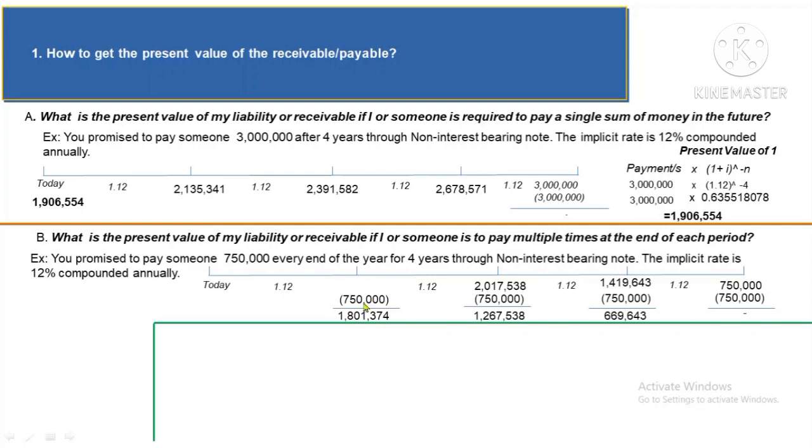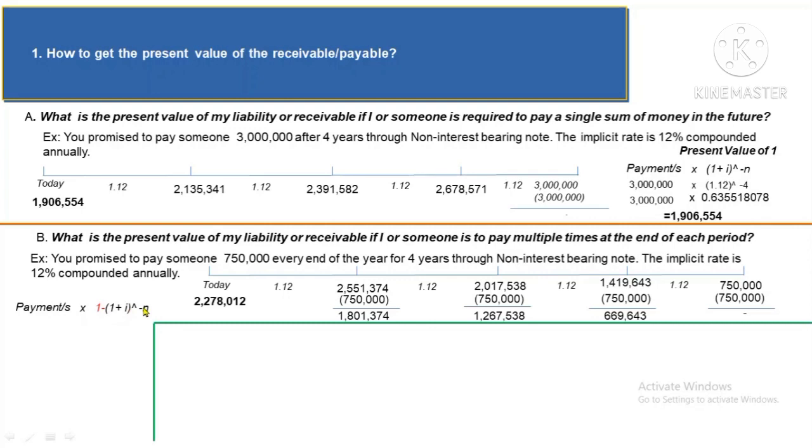You divide that again by 1.12, then you're going to get 1,801,374 plus 750,000. We have 2,551,374. And lastly, you divide it by the last 1.12, then you're going to get 2,278,012. So your debt today is 2,278,012.